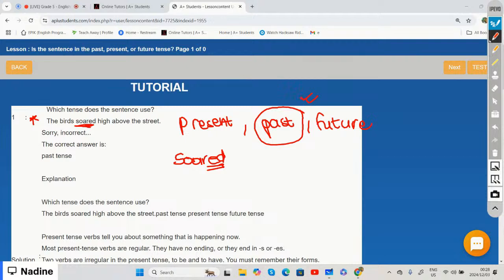In the present, we can say the bird soar or soars high above the streets. And in the future, we can say that the bird will soar high above the streets. We are doing simple verb tense review, grade 5. The lesson that we are doing now first is a sentence in the past, present, or future tense. So well done. Past tense is correct.